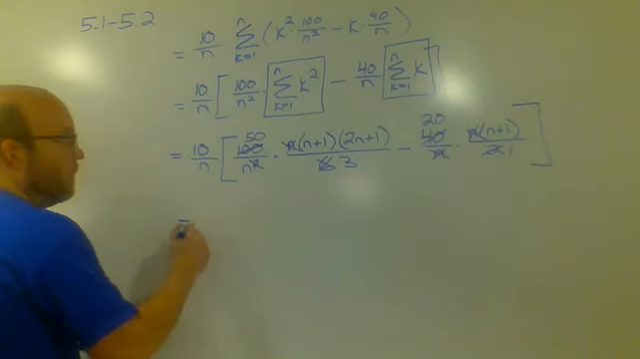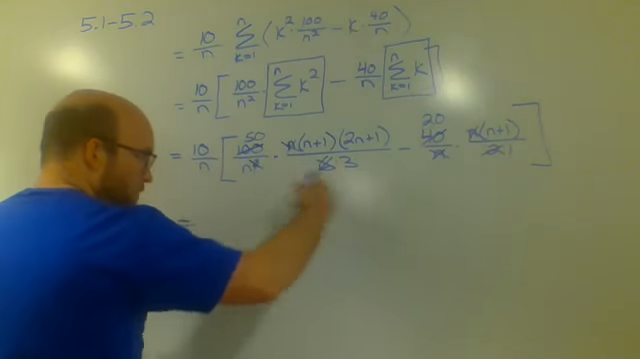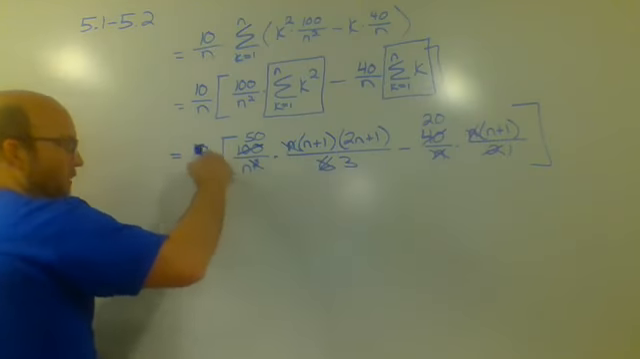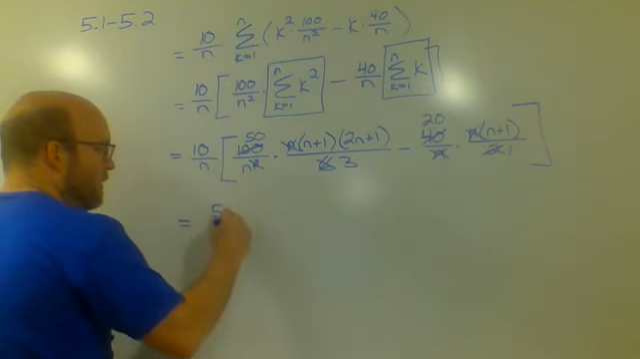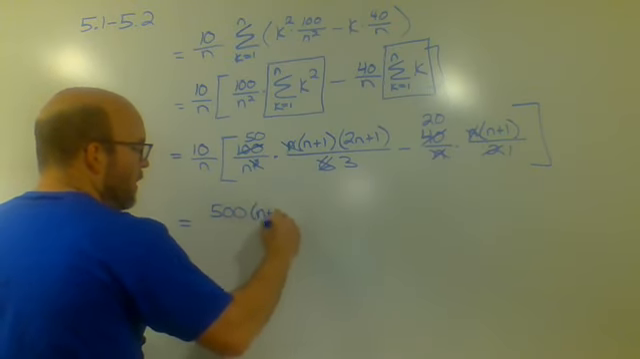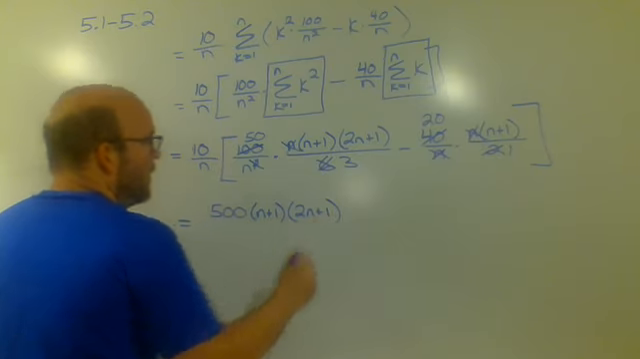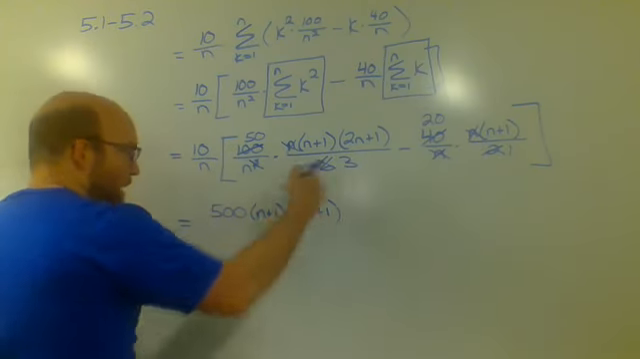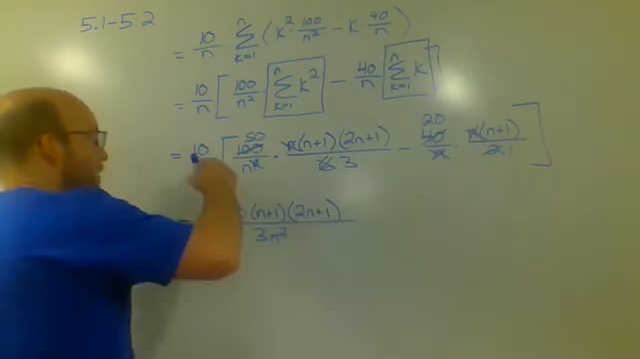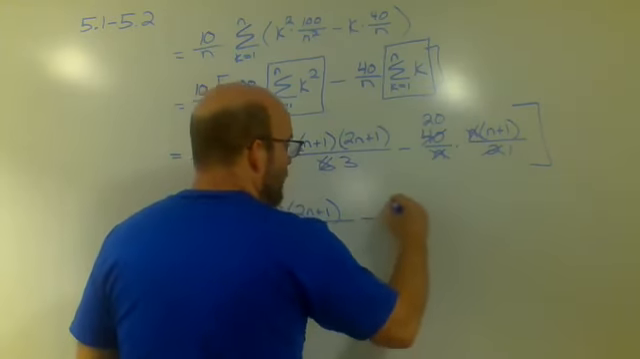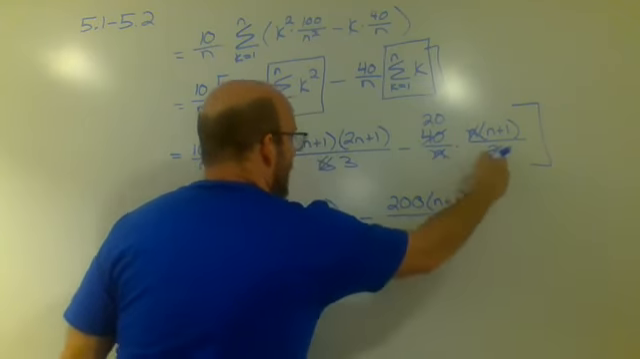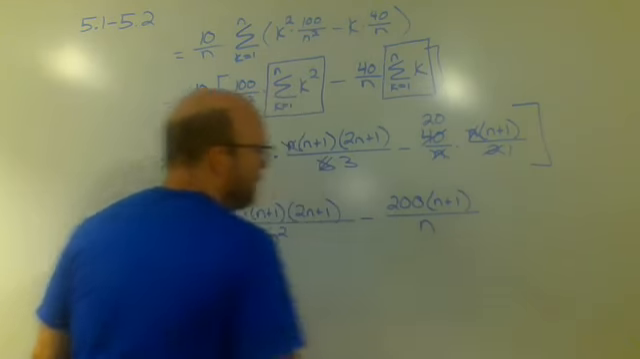And so now, this is kind of a big, long piece, but this whole thing here is one term. If I distribute the 10 over n, I'll get 10 times 50 is 500. And then we still have the n plus 1 and the 2n plus 1. In the denominator, we're going to have an n times 3, so that's a 3n squared. In the other term, if I distribute, 10 times 20 is 200, and we still have that n plus 1. And in the denominator, we have just the 1 times n is an n.